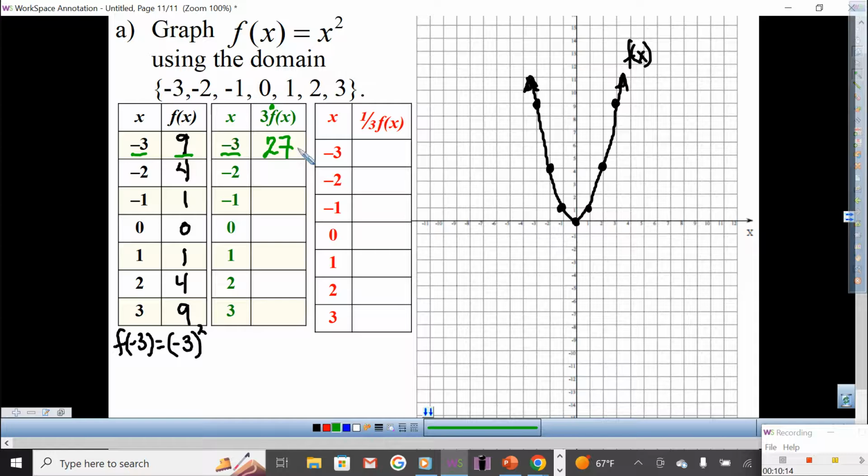Yes? Yeah. Bless you. This says f of x. Good question. What is f of x here? 9. Yeah. Let's go to the next value. -2. What is f of x at -2 of the original? 4. So what is 4 times 3? 12.